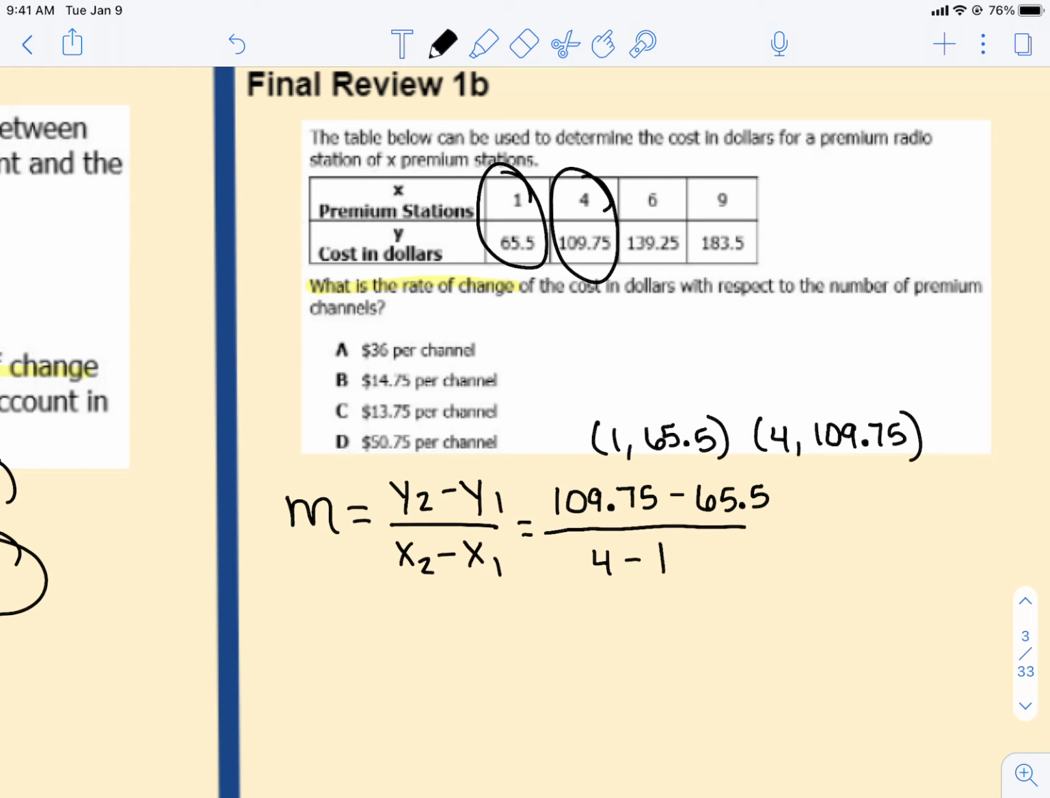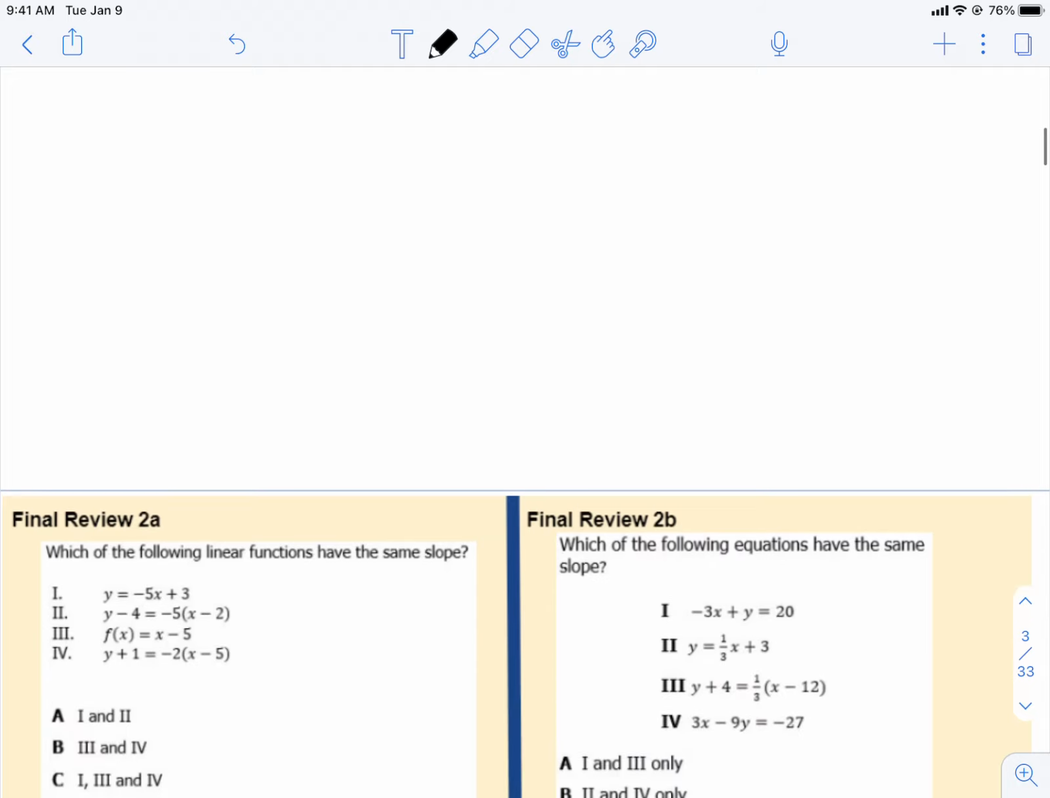So now we just have to do a little bit of subtracting. 109.75 minus 65.5, that gives me 44.25. 4 minus 1 is 3. So I'm going to divide 44.25 by 3, and I get 14.75, which would be answer choice B. Okay, so we're just identifying a slope from a table.